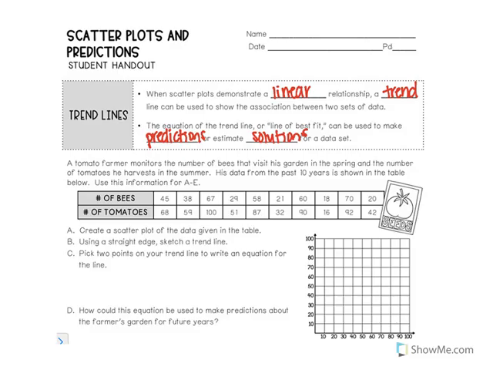So here we have a tomato farmer, and he monitors the number of bees that visit his garden in the spring and the number of tomatoes he harvests in the summer. His data from the past 10 years is shown in the table below. Because I have a table of data, I would actually, when in doubt, graph it out. So we're going to create this scatter plot off to the right here. So I'm going to go do that real quick.